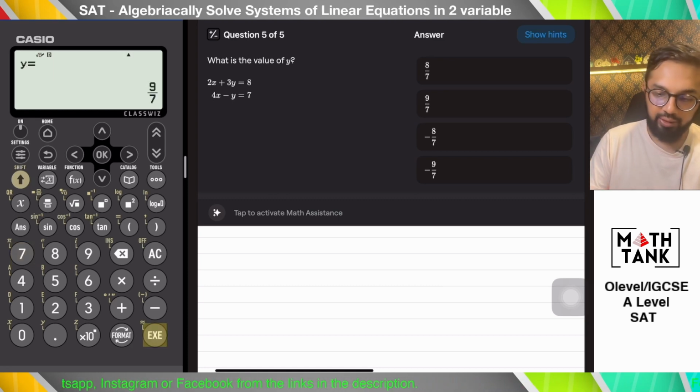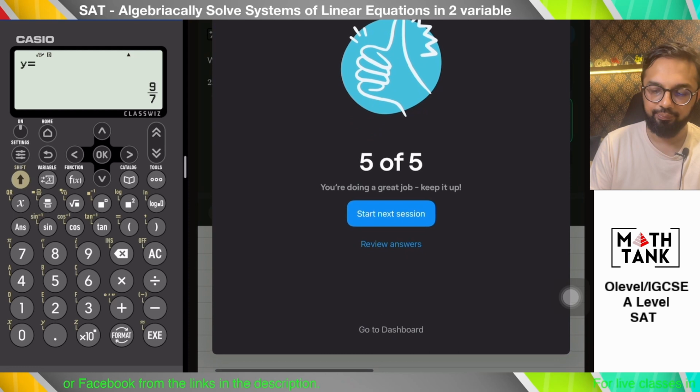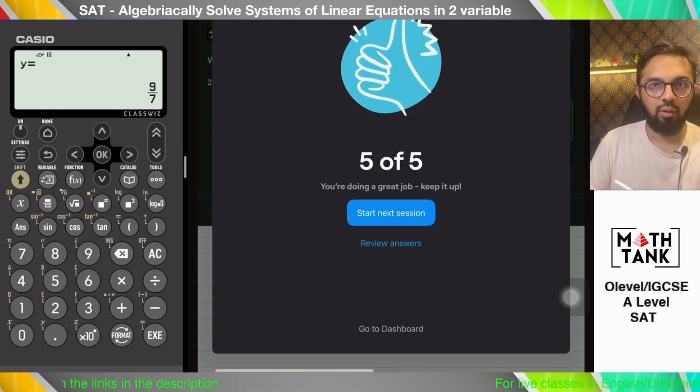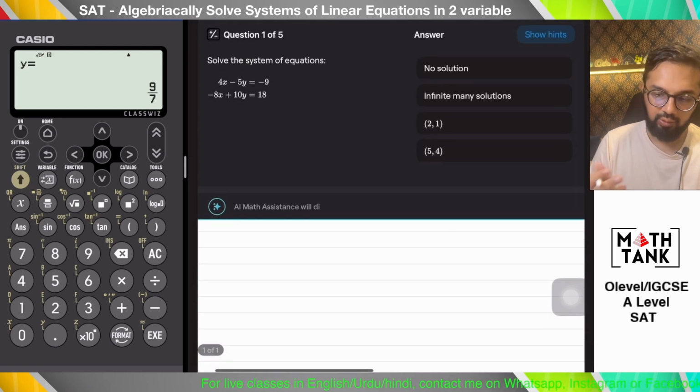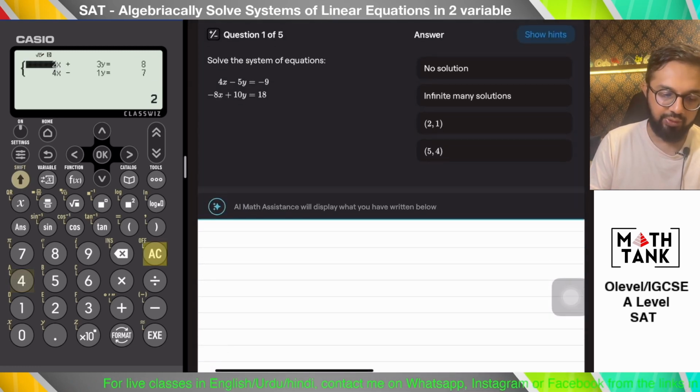What is the value of y? So 9 over 7. Okay, let's do the next one. Still pretty much the same. Let's see if we get more complicated answers from here.